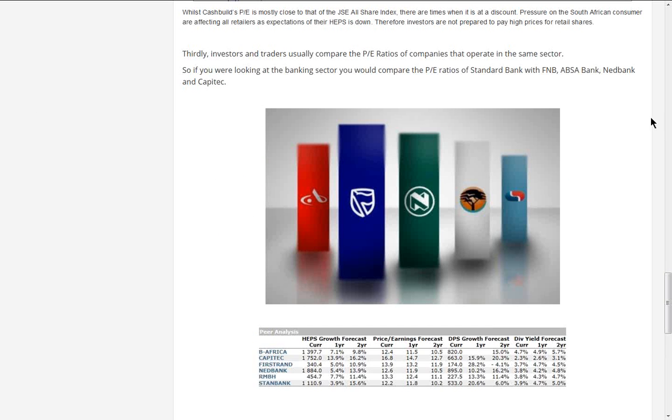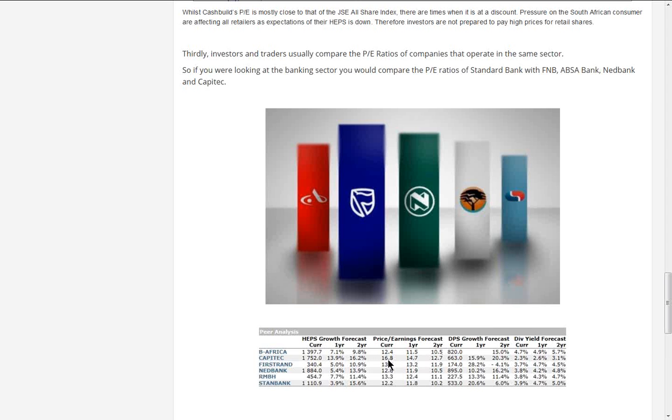Now, if we look at peer group comparison, we took the banking sector, all the banking shares, and we got their price earnings forecasts, and you can see there which are the shares that are expensive and which are cheaper. If you look at the current forecast, Barclays Africa or Absa is at a current P/E ratio of 12. That will drop to about 11.5 according to analysts, and to about 10.5 in 2 years.